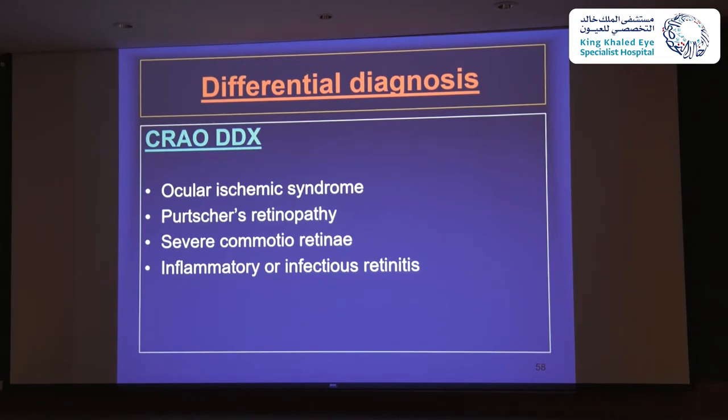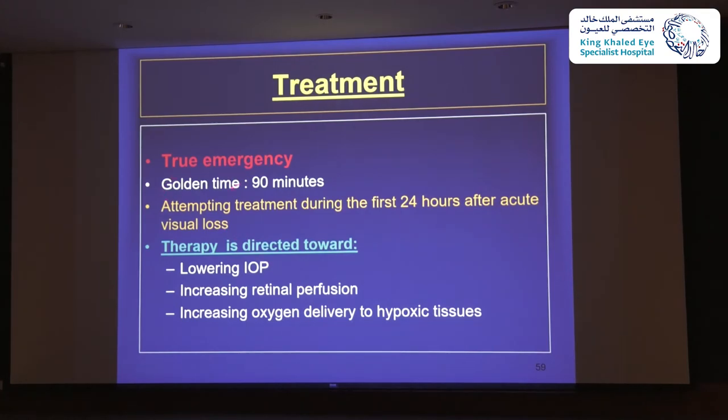Differential diagnosis of central retinal artery occlusion should include ocular ischemic syndrome, Purtscher's retinopathy, severe commercio retinopathy, and inflammatory or infectious retinitis. It is a true emergency, and we need to treat the patient within the first 24 hours, and if the chance is less than 12 hours it would be great. Therapy includes lowering intraocular pressure, increasing retinal perfusion, and increasing oxygen delivery to the hypoxic retina. These are the most important three elements. If I ask anyone how you will deal with a patient with acute central artery occlusion, I need to hear these three things. And I need why.